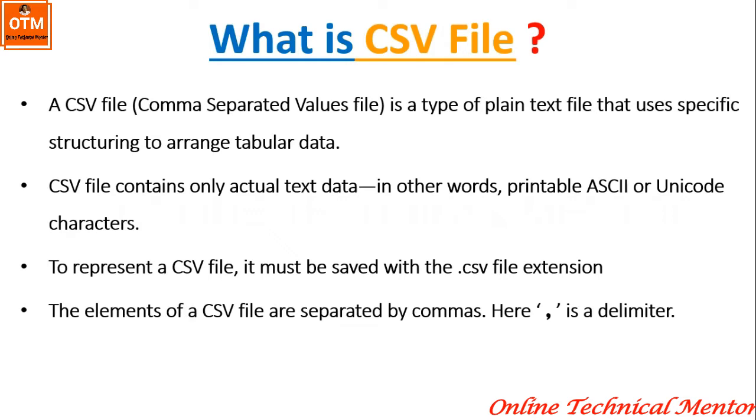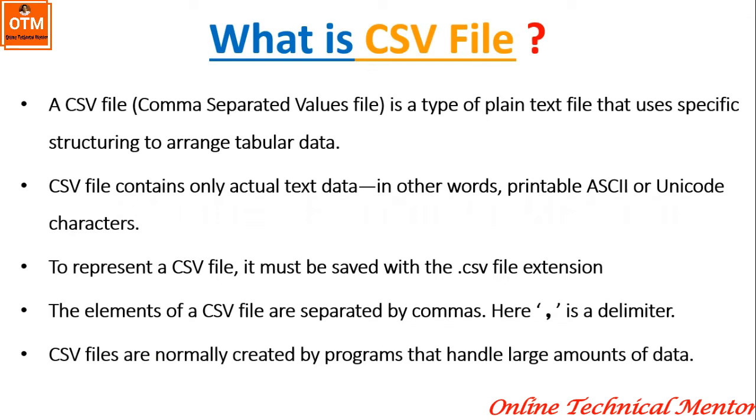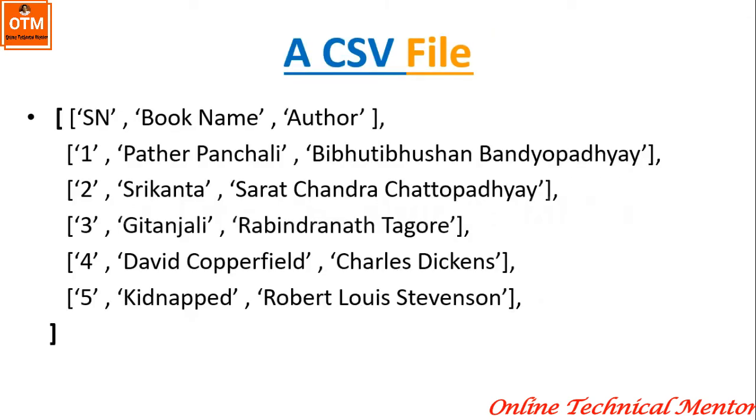The elements of a CSV file are separated by commas. Here comma is a delimiter. Obviously we can use other delimiters also. CSV files are normally created by programs that handle large amounts of data. First of all, look at this. This is the structure of a CSV file, or you can say this is the content of a CSV file.